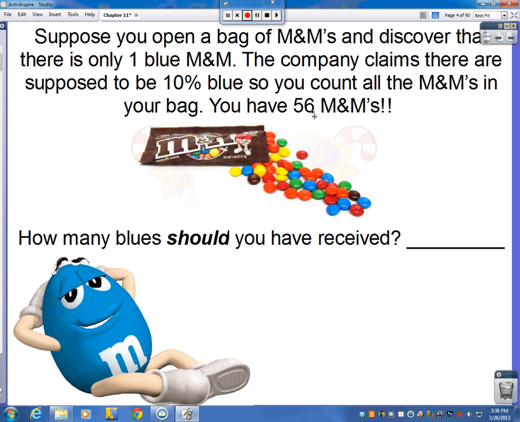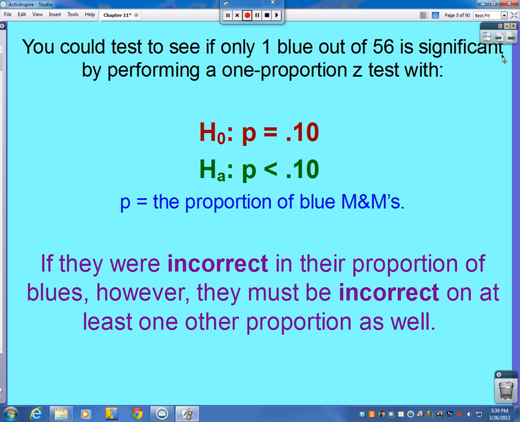Well, if there were 56 M&Ms total and we expect 10% of them to be blue, that would be, what, like 5 or 6? 10% of 56 would be 5.6 exactly. We can't really have a decimal number of blues, though they could give us half an M&M, I guess. So we would expect 5 or 6 blue M&Ms, but we only got one. Now, is one far enough away from 5 or 6 that we would expect something to be off? Maybe, maybe not. That's what we're going to discuss this chapter.